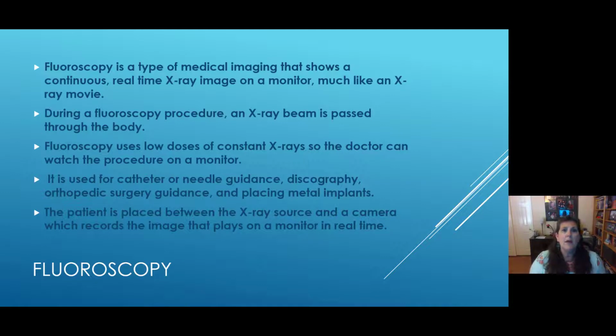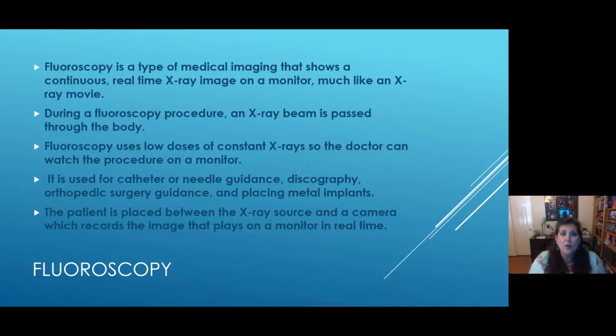Fluoroscopy is a type of medical image that shows a continuous, real-time X-ray image on a monitor, much like an X-ray movie. So it's not pictures. You don't get film from this. You watch it on a screen. During a fluoroscopy procedure, an X-ray beam is passed through the body. Fluoroscopy uses low doses of constant X-rays so the doctor can watch the procedure on a monitor, which is what the previous pictures were, some pictures of a monitor.